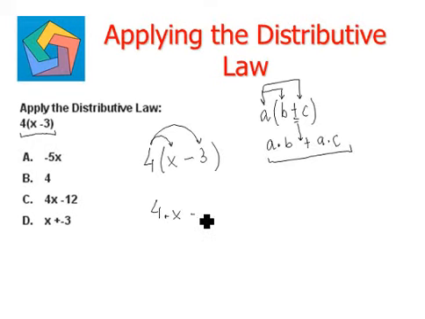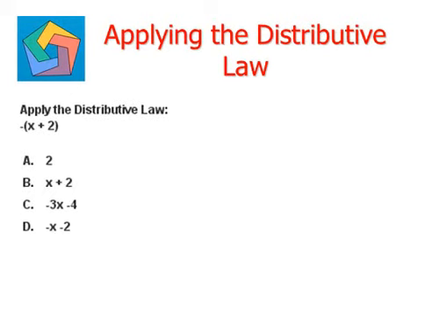minus 4 times 3. Now we carry out the multiplication. 4 times x can be written as 4x, and 4 times 3 is nothing but 12. So 4x minus 12 is the answer after the application of distributive law, which can be seen in option C. Let's try another example for better understanding.